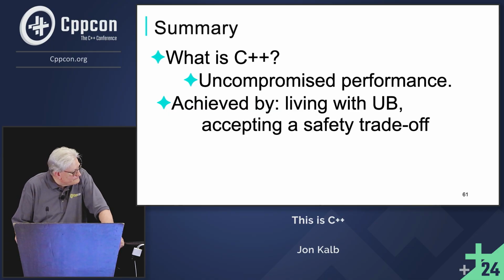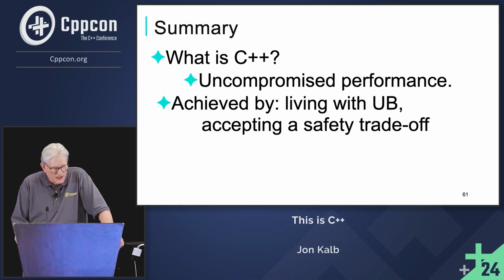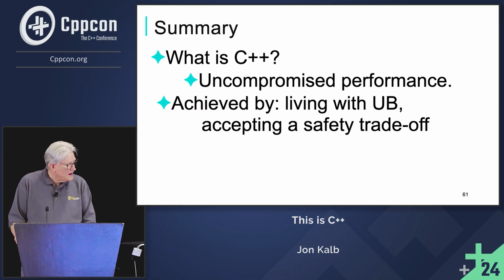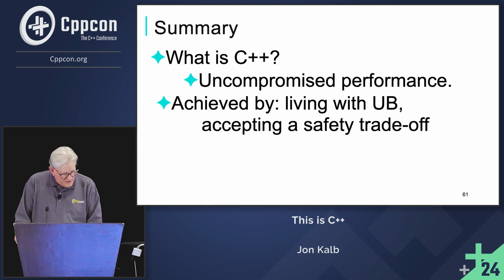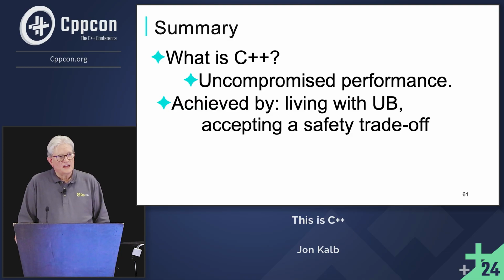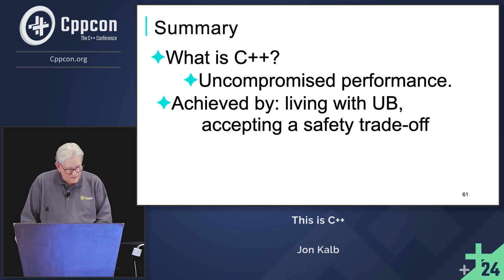So to summarize, what is C++? It's uncompromising performance. That is the purpose of C++. And how do we achieve this? We achieve this by living with undefined behavior, which gives us this safety trade-off that says if the programmer stays within the bounds of what's defined, the compiler is going to generate uncompromisingly fast performance.